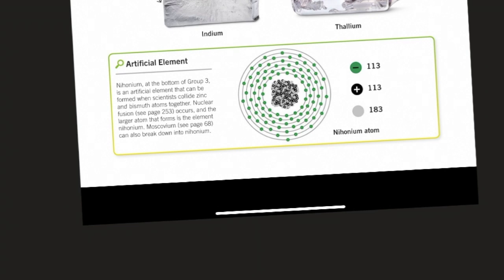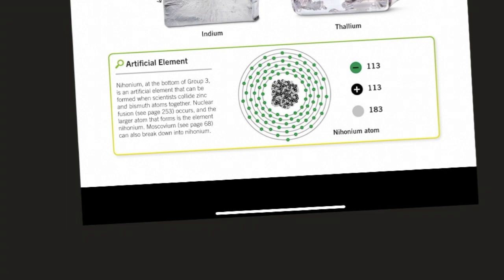Bismuth is radioactive. It's the first element on the periodic table to be radioactive, its half-life being longer than the universe. Zinc is used with it. We will also talk about that metal. It's not part of the group, but it's used to create this element in this group. Nuclear fusion occurs, and the larger atom that forms is the element Nihonium.